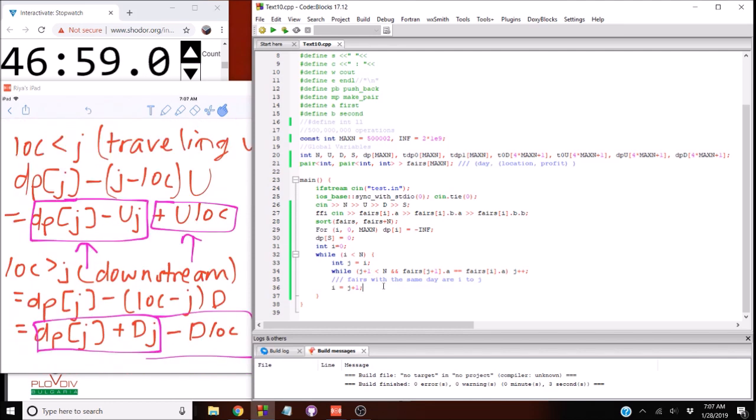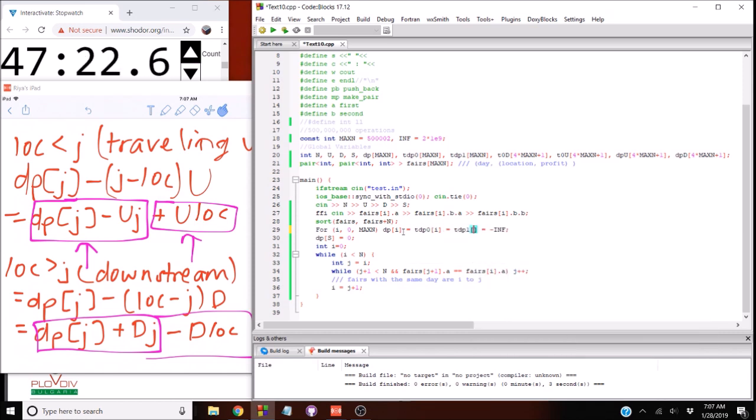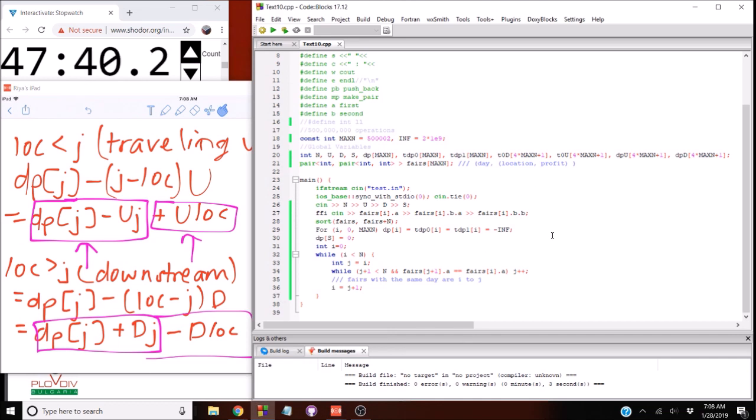So, oh yeah, first thing I need to do is, well, okay, what should we initialize TDP with? I suppose negative infinity. And we should probably initialize all of these arrays here. They all involve some sort of DP value, so I guess we just initialize those to negative infinity too.